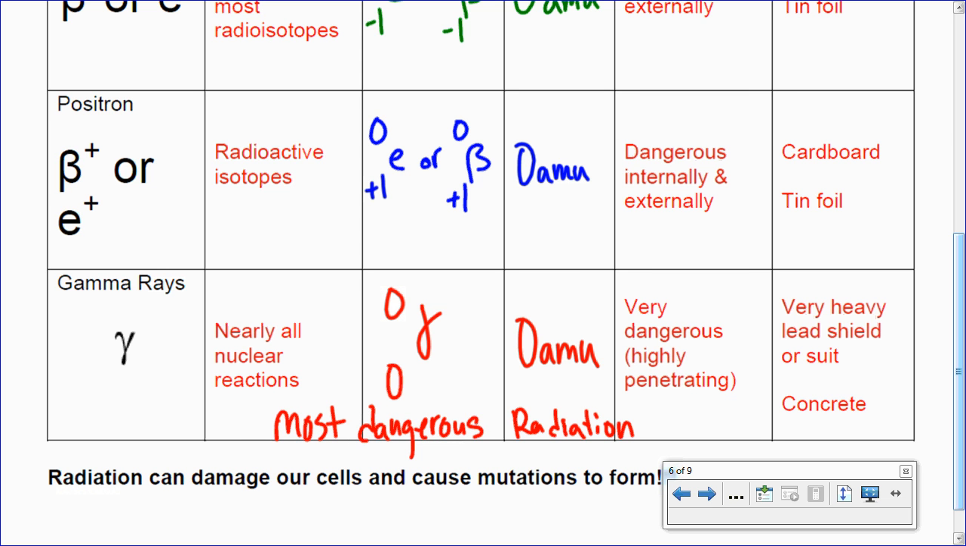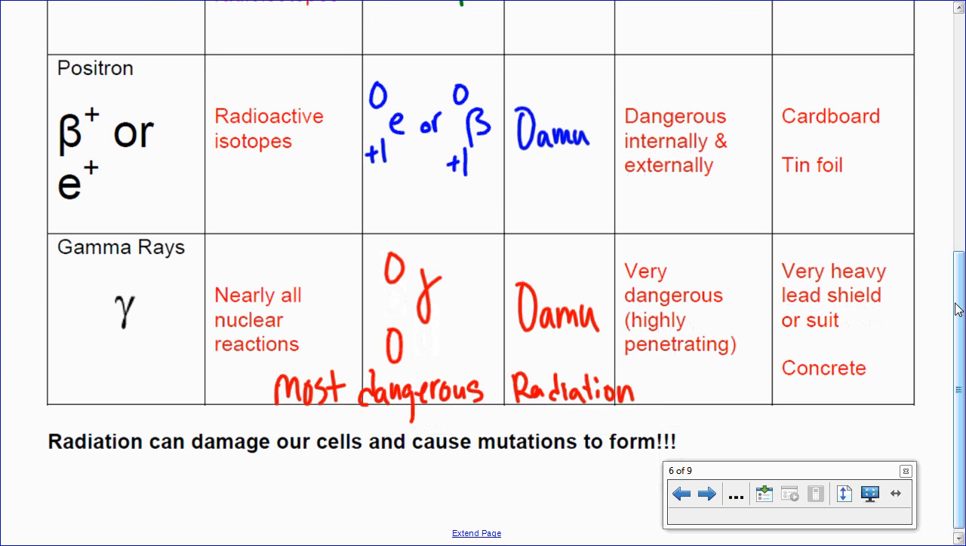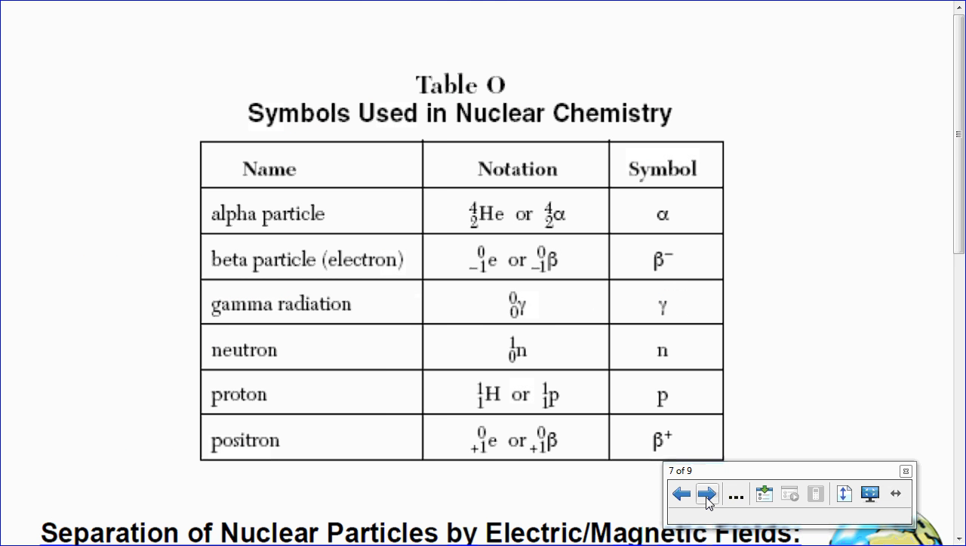Now you might say, well, these particles have no mass or charge. How could a nuclear isotope change from one element to another by emitting something that has no mass or charge? Well, these are emitted in addition to other particles. Very dangerous, highly penetrating. You need a very heavy lead shield or suit to protect yourself. Nuclear reactors are encased in steel and concrete to protect the operators and the communities from them because they all produce gamma ray radiation. Radiation can damage our cells and cause mutations to form, which, not like Spider-Man mutations, we're talking genetic mutations that lead to cancer.